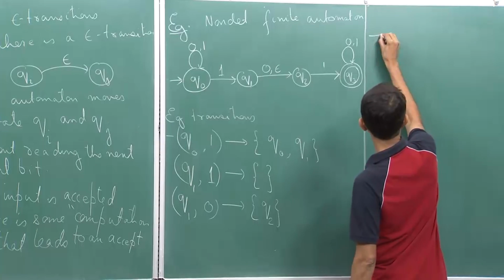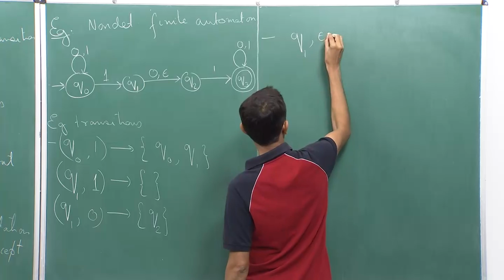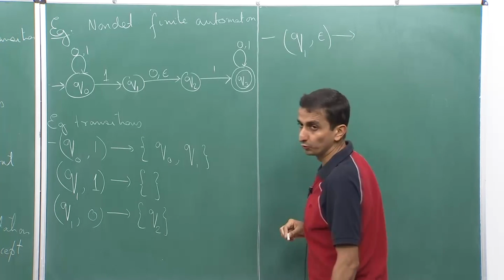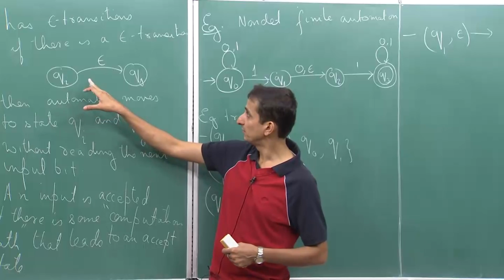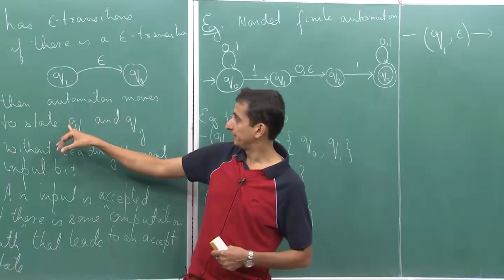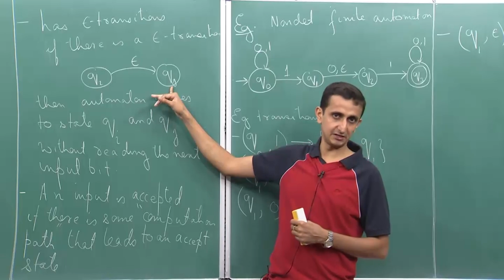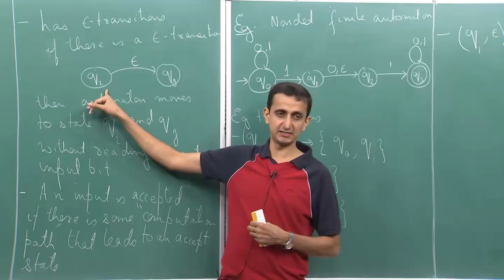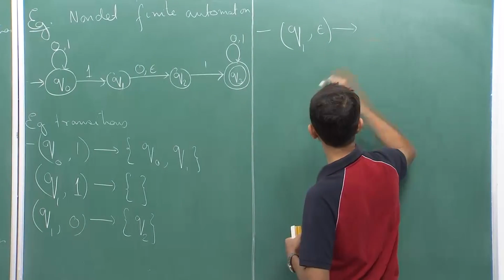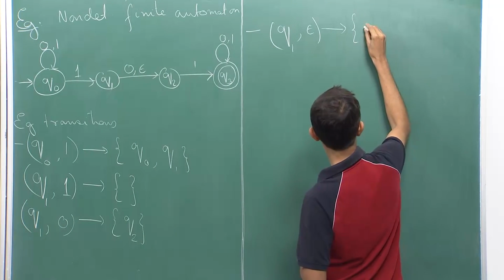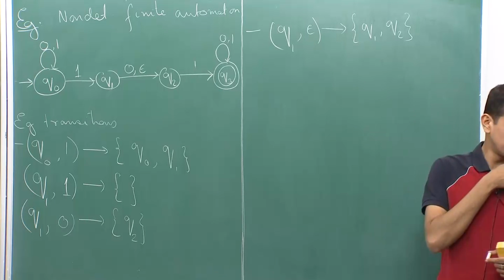Now, let us look at an example of the epsilon transition also. We have an epsilon transition from Q1 to Q2. So, from Q1 on this epsilon transition, where do we go to? Let us look at the definition of this epsilon transition. When we have an epsilon transition, the automaton simultaneously moves to the state to which there is an epsilon transition, as well as it stays at the same state, without reading an input bit. So, from Q1 we have an epsilon transition to Q2. So, the set of states that the automaton goes to is Q1 comma Q2.